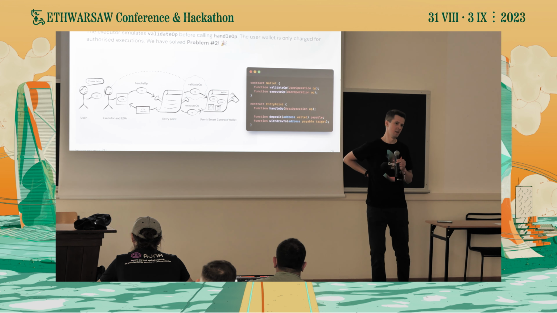What happens here? The user gives their operation to the executor. They wrap it in a transaction called handle op. Before they do that, they simulate validate op. Now, this is important because the user wallet will only pay for this part, for execute op. Validate op would be charged to the executor. So they are responsible for making sure that they don't pass invalid user operations on chain. We have restricted validate op so that they can run reliable simulations. If they still pass invalid user operation on chain, it's their own fault. They lose ETH, right?